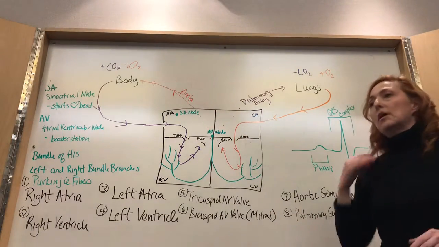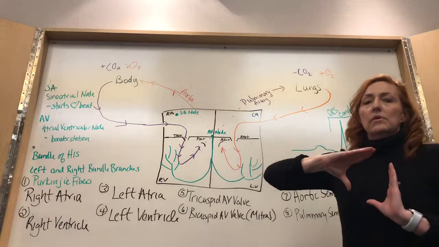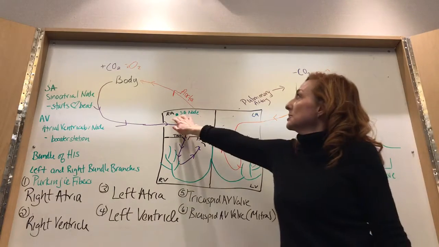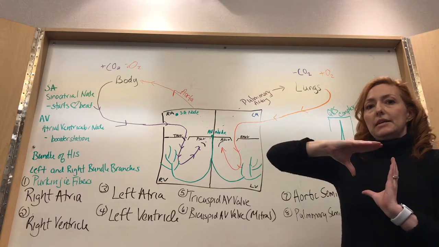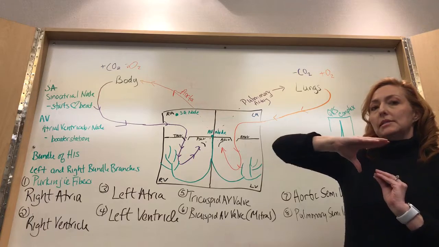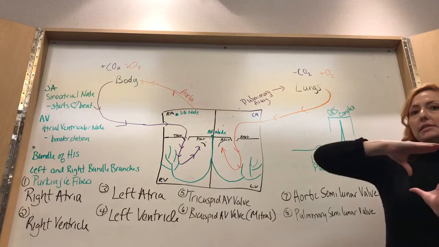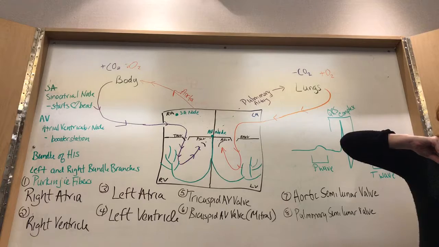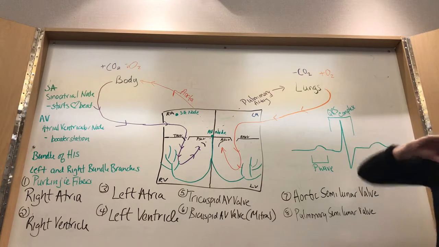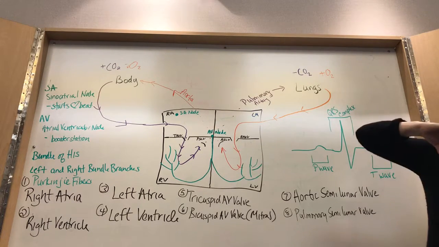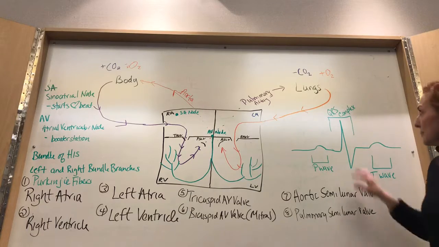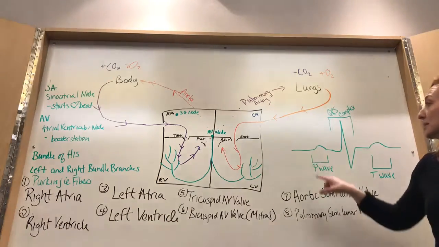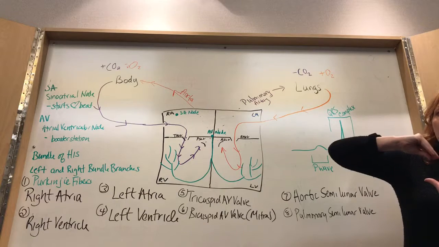Now, the heart beats in normal sinus rhythm. They talk normal sinus rhythm because this is the SA node, P, QRS, T. P, QRS, T. So the P wave is the atria contracting. Then the atria relax at the same time the ventricles contract. That's the QRS complex. And then the T wave, the ventricles reset.